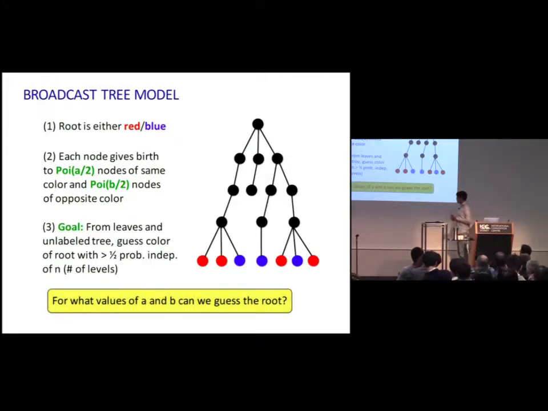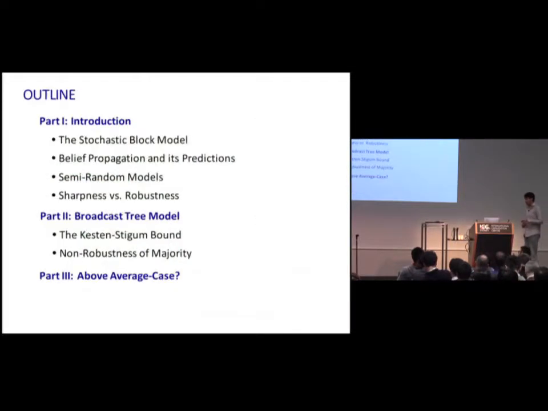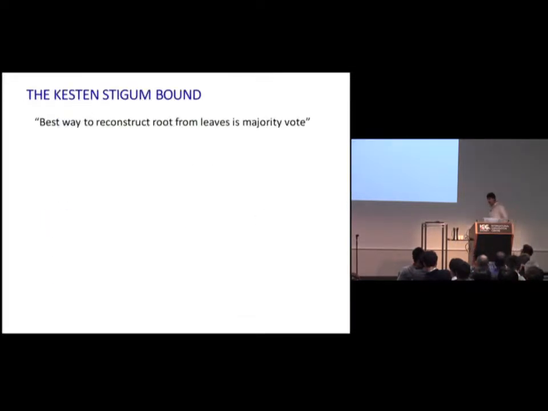And, as I mentioned, the real question here is for what values of A and B can we hope to solve this recovery problem? This is another very basic statistical inference problem, which once again actually has sharp thresholds. There's a very famous threshold in statistics called the Kesten-Stigum, which informally tells us that for this problem on this broadcast tree model, the best way to recover the root color is a simple majority vote of the children, of the leaves.